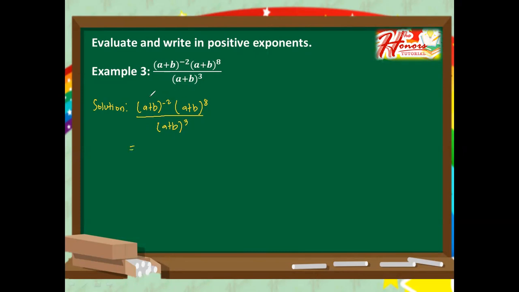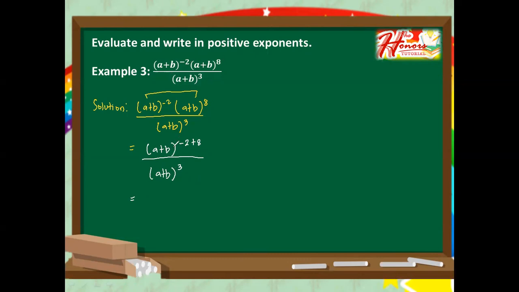Since we are to multiply the numerators here and they have the same base, kindly copy the base, which is the quantity of a plus b. And then for the exponents, what we are going to do here is to add the exponents. So we have here negative 2 plus 8 over the quantity of a plus b cubed. Let's have the numerator first, and then later let's include the denominator.